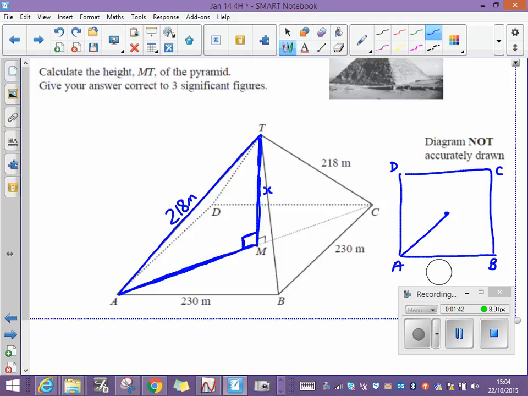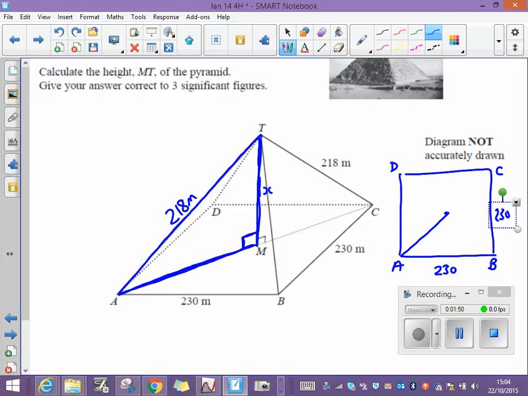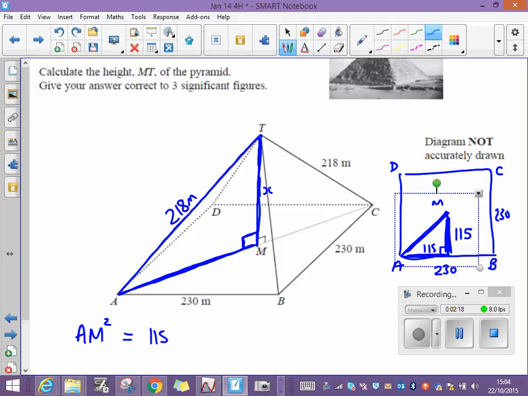Now, we know that the distance from A to B is 230, and the distance from C to B is also 230. But if I look at this little triangle here, just looking at the triangle from above, there's M. This distance from here to here must be half of 230, which is 115. And this distance here must also be 115, half of 230. And we've got a little right angle triangle. So if we want the distance from A to M, I can use Pythagoras, because AM squared must equal 115 squared plus the other 115 squared.